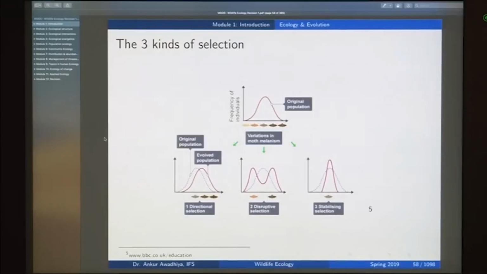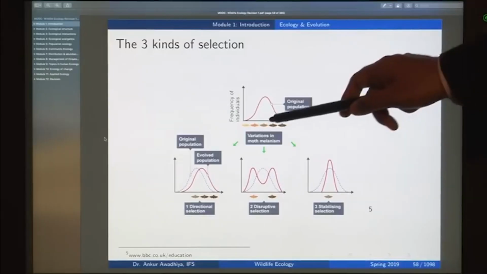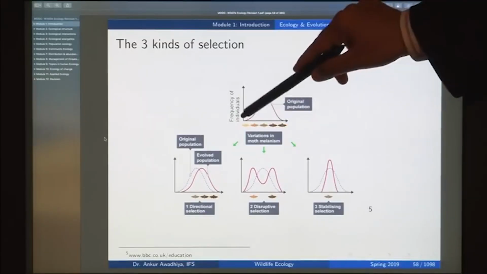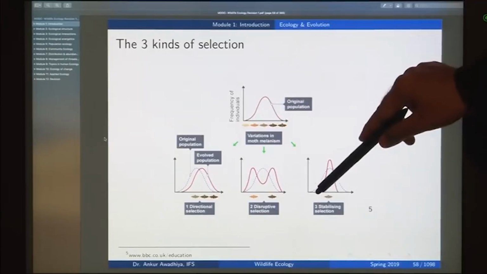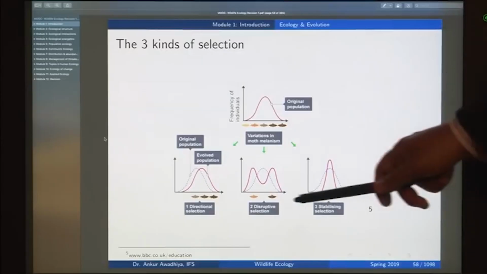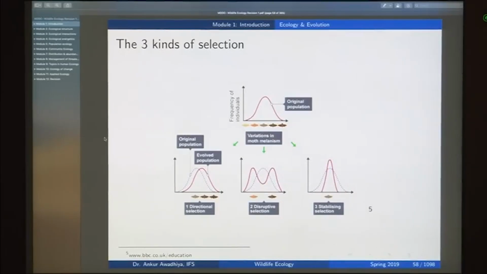Then we looked at different kinds of selection. You have directional selection, in which one particular trait is preferred, the other one is less preferred. You can have a stabilizing selection, in which the central traits are preferred. So, if you have different colors, and if this one is preferred and this is the current population frequency, it will become even more centered. And then you have a disruptive selection, in which the two ends are preferred and the middle ones are not preferred.